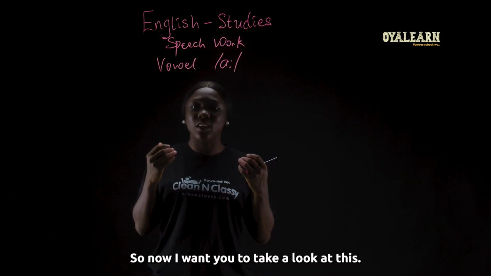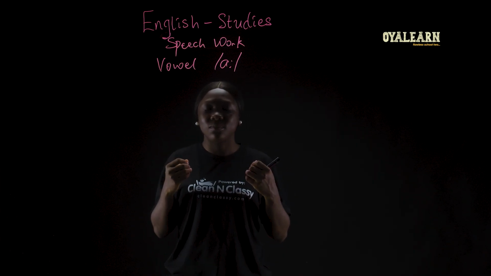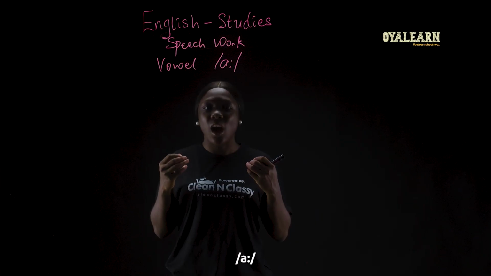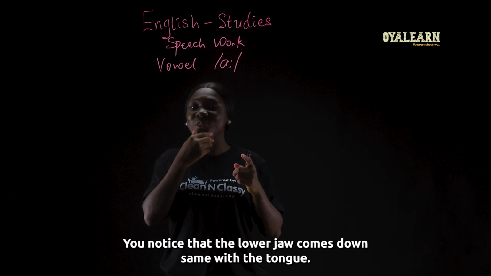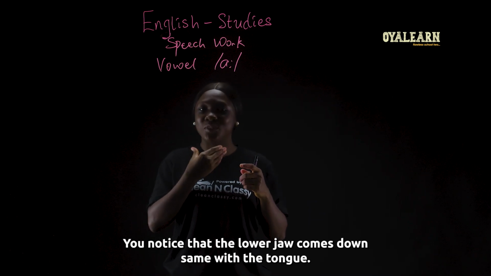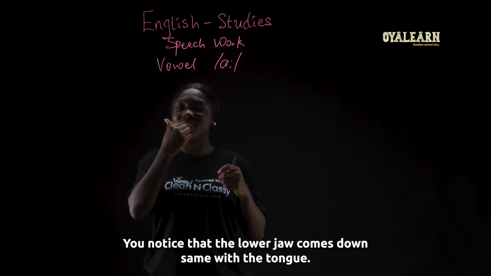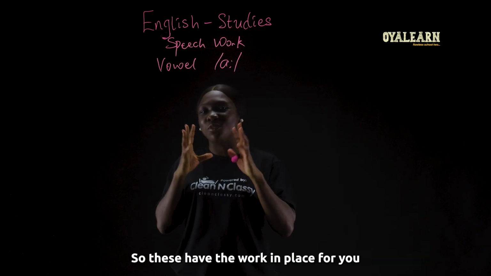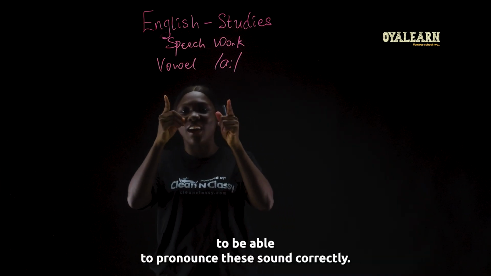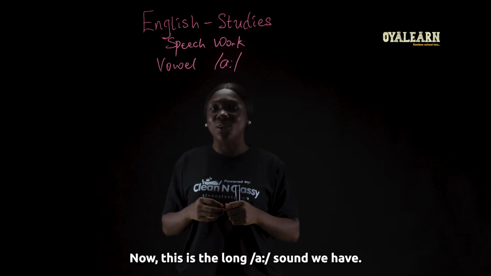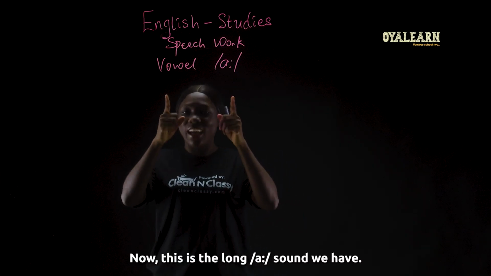Now I want you to take a look at this. Ah. What did you notice? You noticed that the lower jaw comes down. Same with the tongue. So this has to be in place for you to be able to pronounce this sound correctly. Now, this is the long R sound.